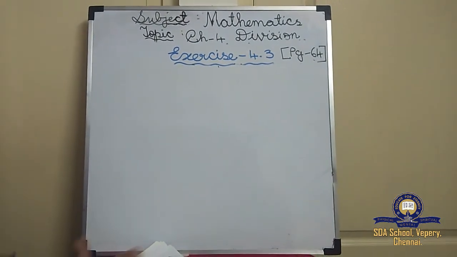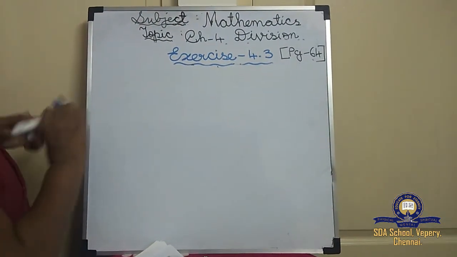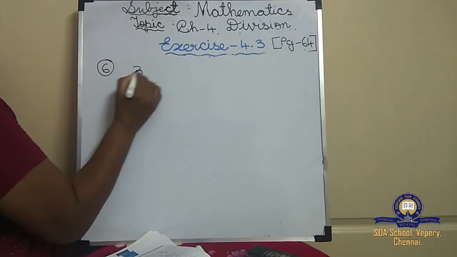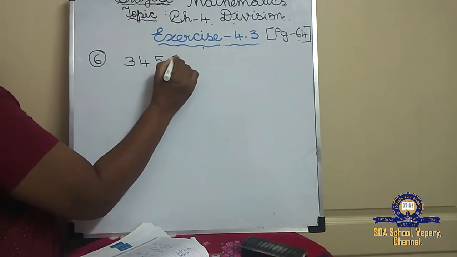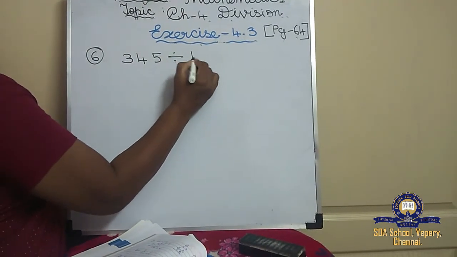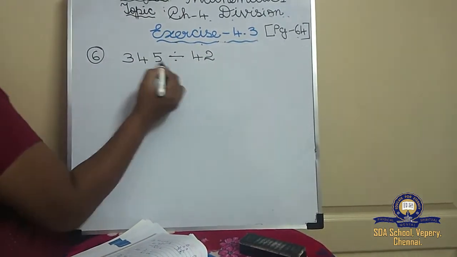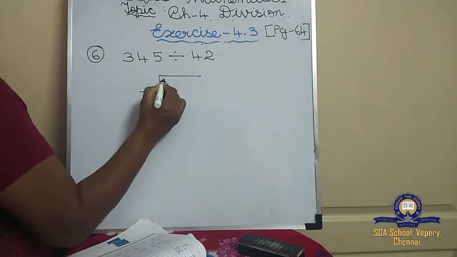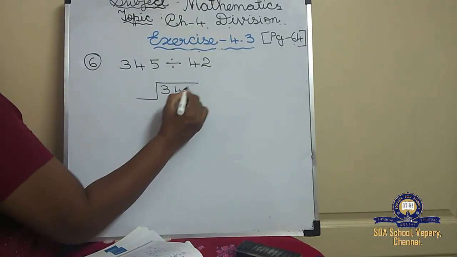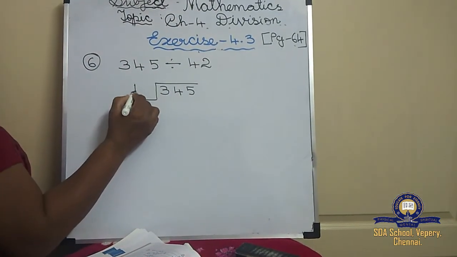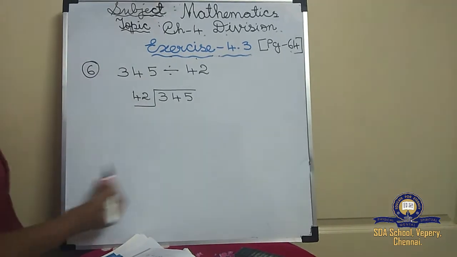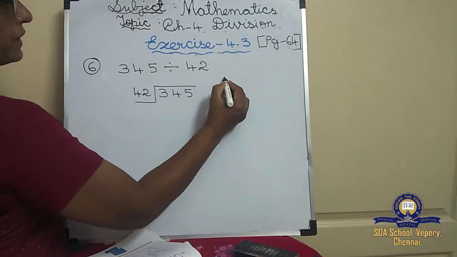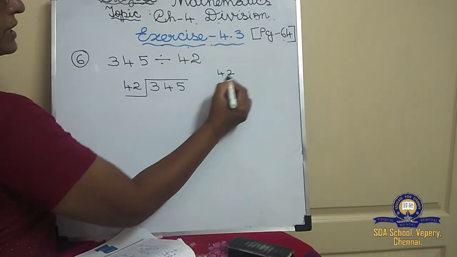Okay, children, now we'll do the sixth sum. 345 divided by 42. So what's the dividend here? 345, and the divisor is 42. So what do you have to write? 42 ones are 42. So we can write from the two tables.